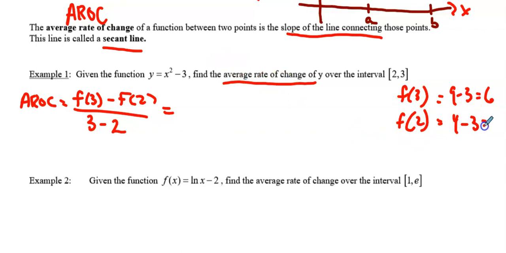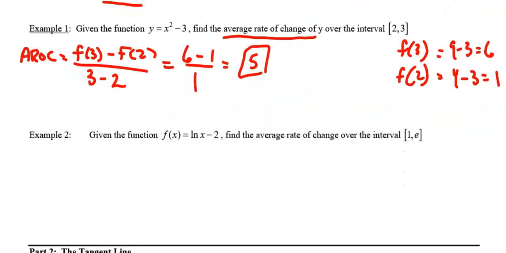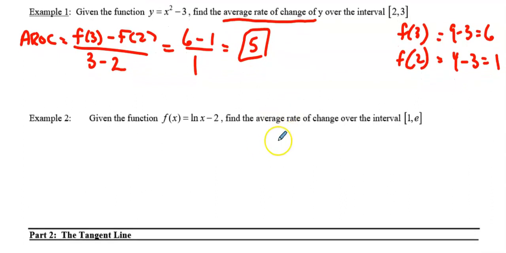4 minus 3 is going to be equal to 1. So we just plug and chug. We're going to get 6 minus 1 all over 3 minus 2, which is 1. And so we get that the average rate of change here is going to be 5, right? So pretty straightforward, I hope, with these questions. And we get more into the meaning of what average rate of change is later in life. Today I'm going to keep it very light with you guys, and we're just going to do basic stuff.